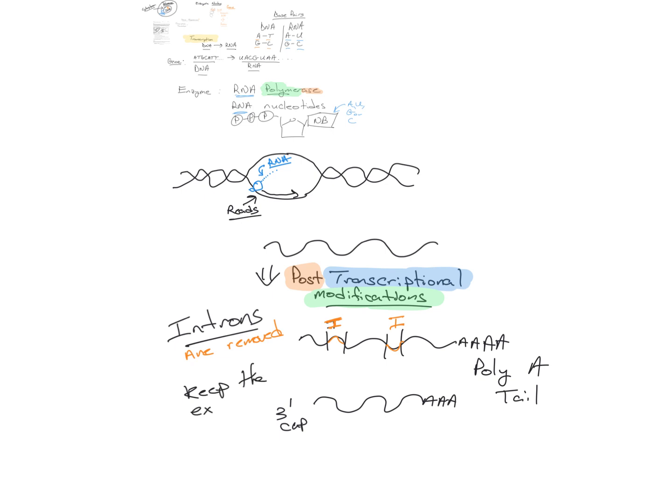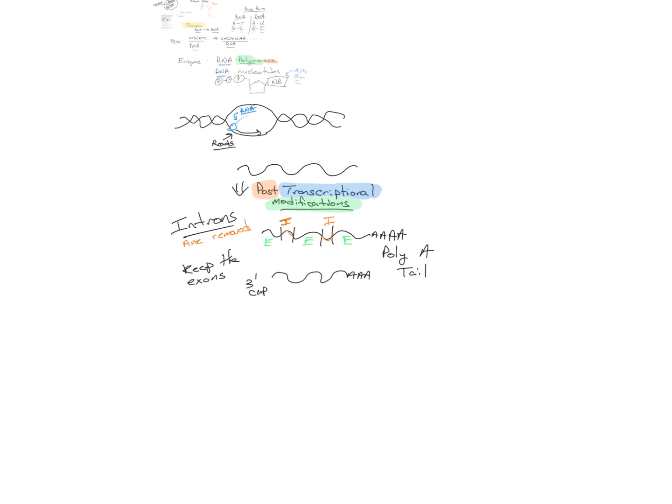So the I is the introns. The exons are in green. You're keeping the exons, and you're putting them together. So now you have a shorter message, and this is what's called mRNA.